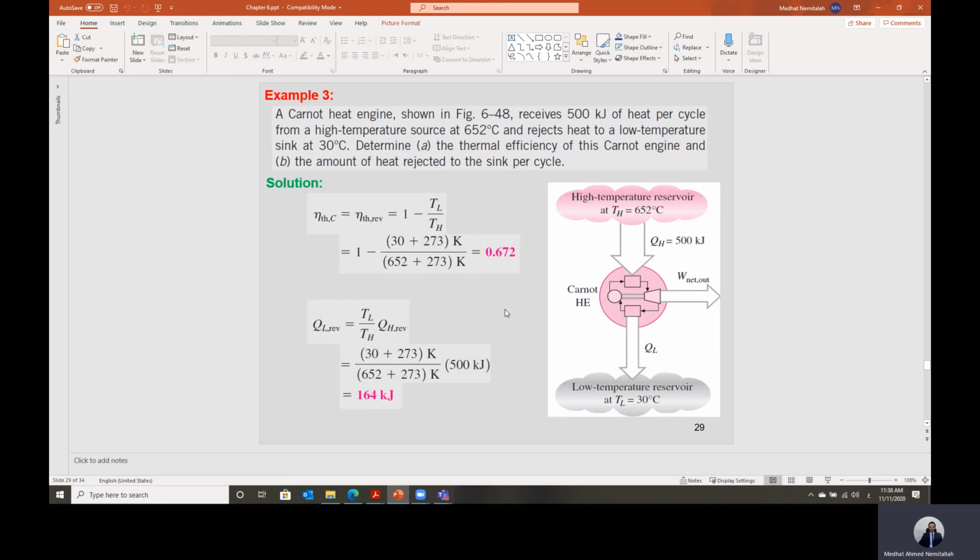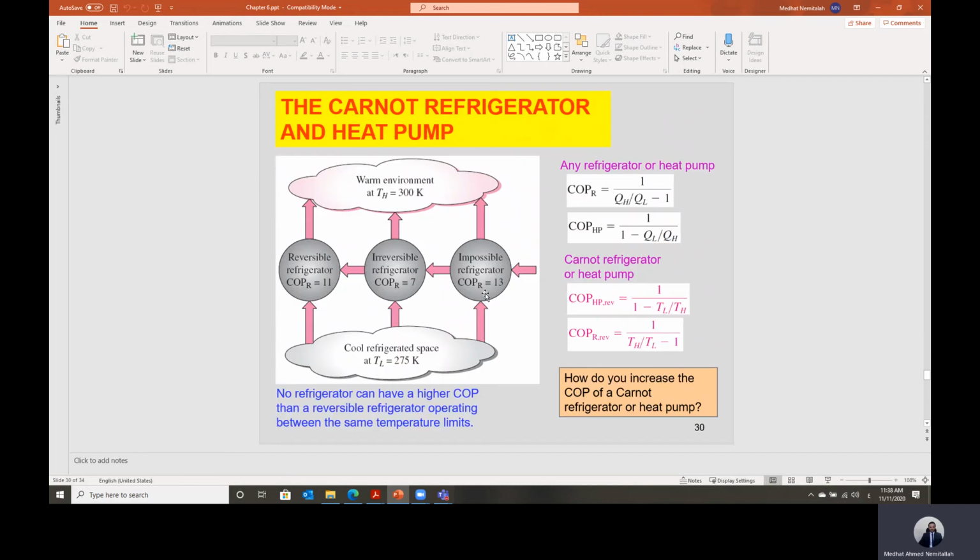Just keep in mind that the temperature should be in Kelvin in this case. Yani, this is a simple example. I will solve with you right now, inshallah, a little bit more complicated example.